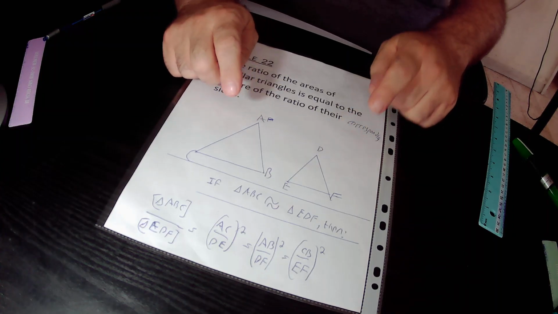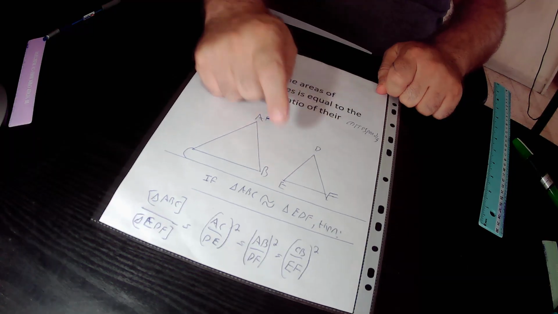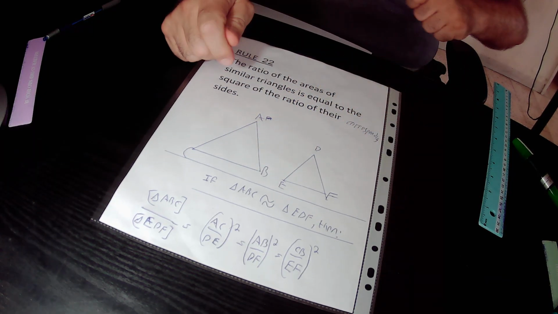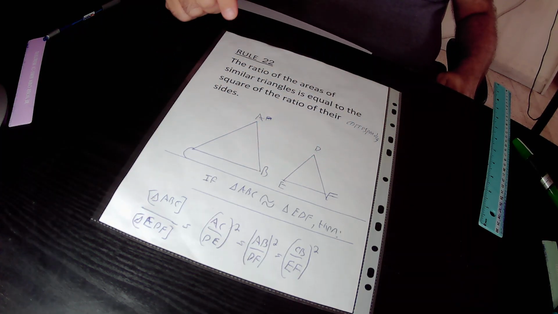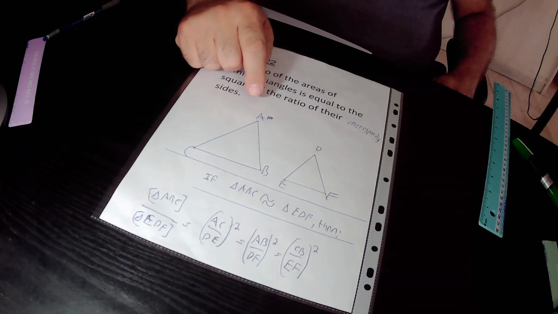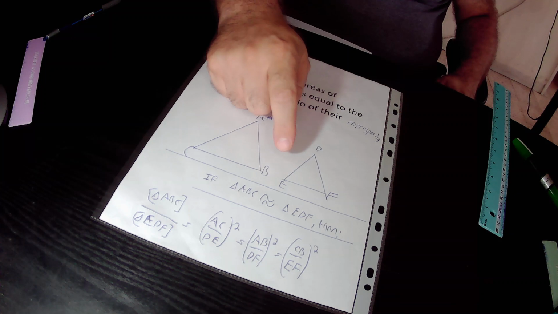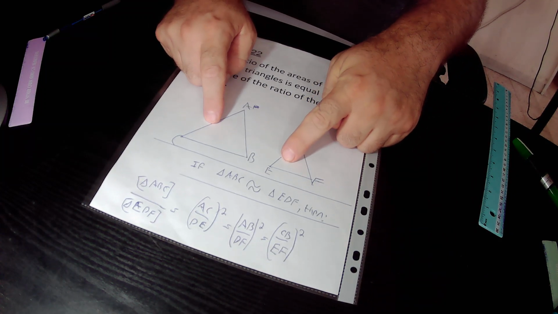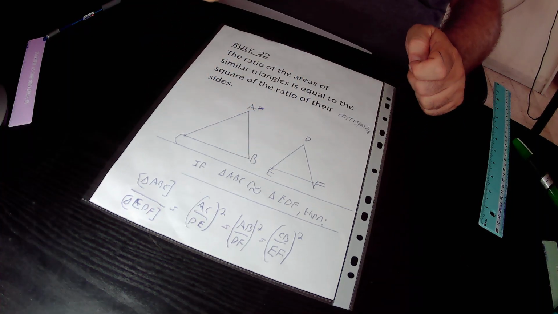So what is the square of the ratio of their corresponding sides? In those two triangles, side AC is the corresponding side of side DE. Likewise, side AB is the corresponding side of side DF, and finally, side CB is the corresponding side of side EF. So, what is the square of the ratio of AC and DE? It is of course AC over DE squared.